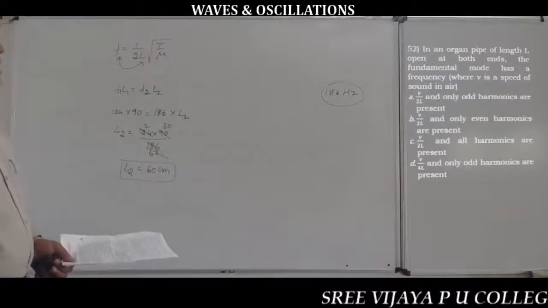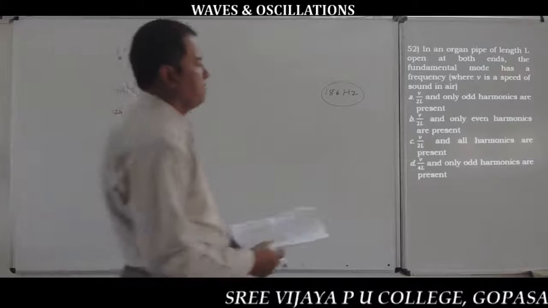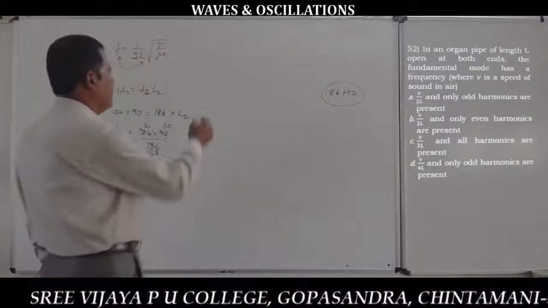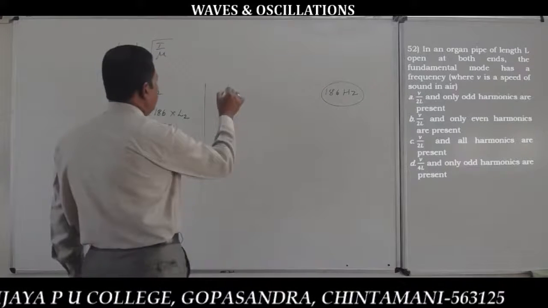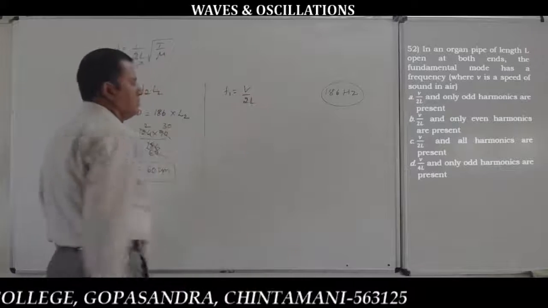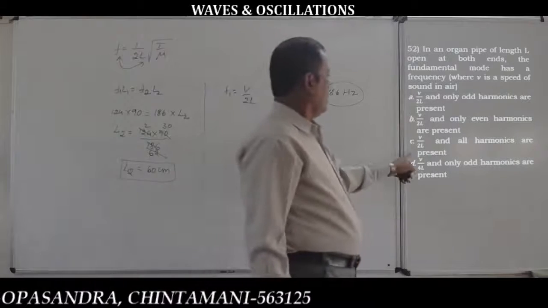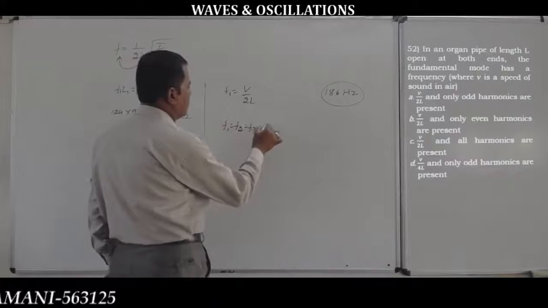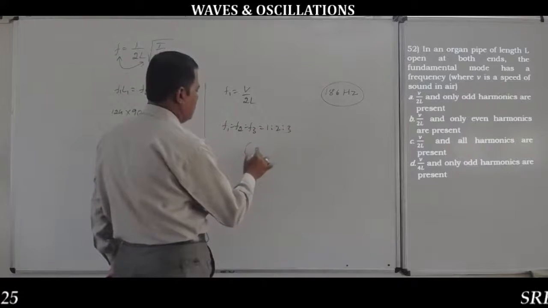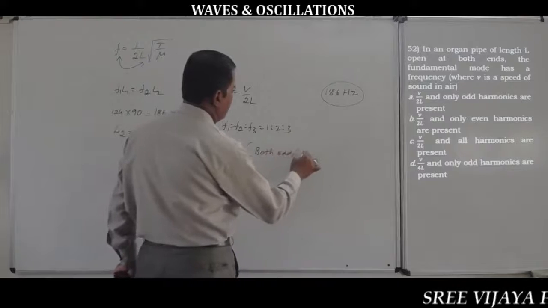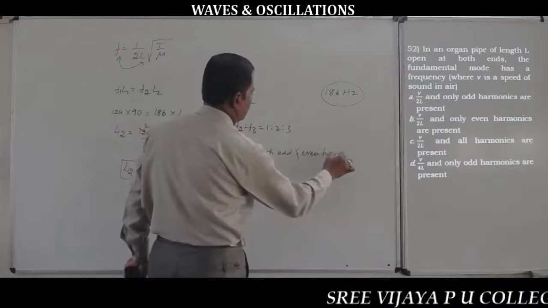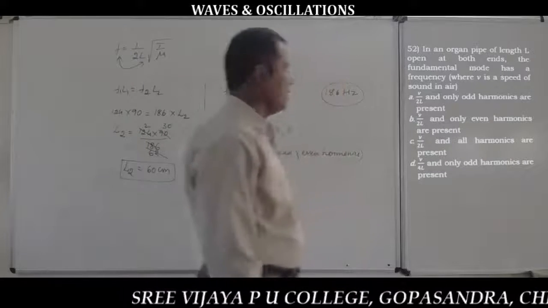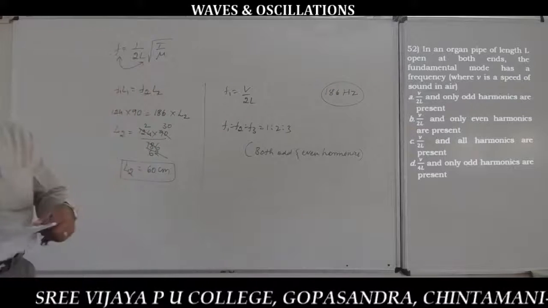In an organ pipe of length L, open at both ends, the fundamental mode has a frequency. So it is open at both ends. In the fundamental mode of vibration, in case of an open pipe, the frequency will be given by V by 2L. And all harmonics are present because in an open pipe, F1 is to F2 is to F3 is equal to 1 is to 2 is to 3. That is, you have both odd and even harmonics. So therefore, V by 2L and all harmonics are present. So therefore, we get option C.